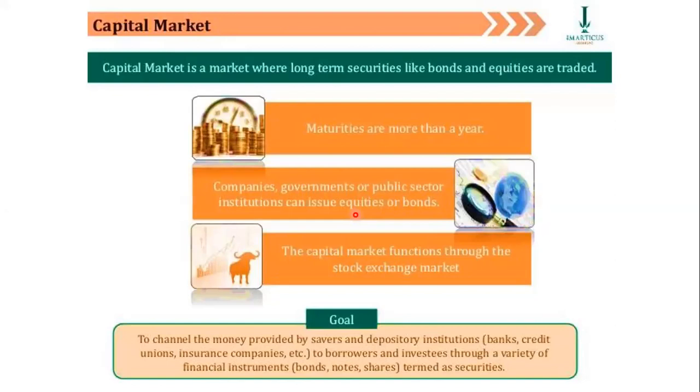It is monitored by the Securities and Exchange Commission, so it has rigid rules and regulations. Millions of money is transacted every day, so the government takes responsibility to look after the operations. So the capital market functions through the stock exchange market. So what is the goal? What's the objective of the capital markets?